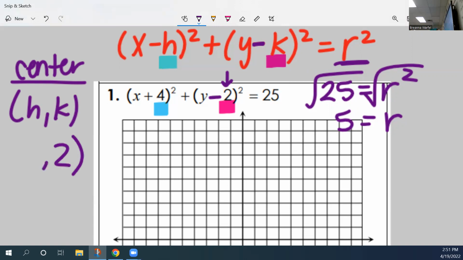So our y value is 2. But the difference here is that that's a plus. Okay, so it's x plus 4. It's different from the equation. So what you have to do is kind of work backwards. Where did the plus come from?